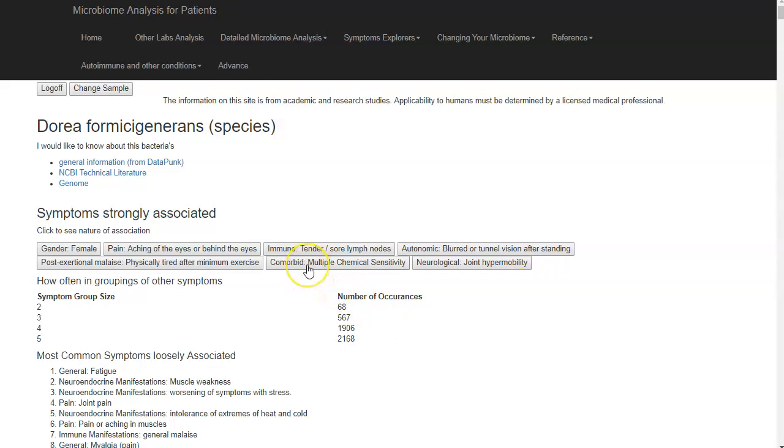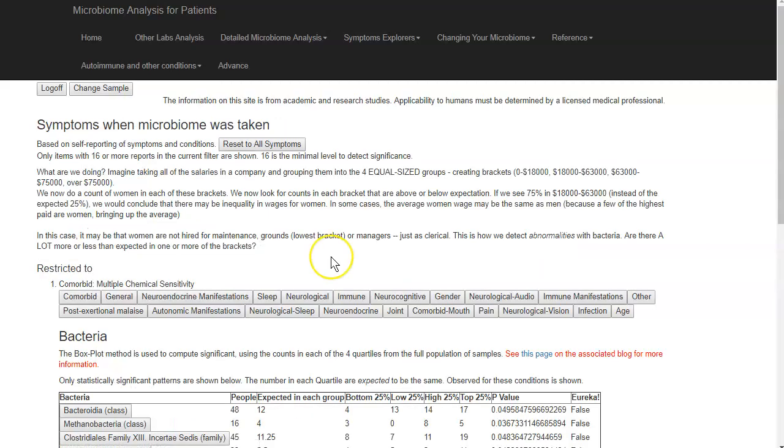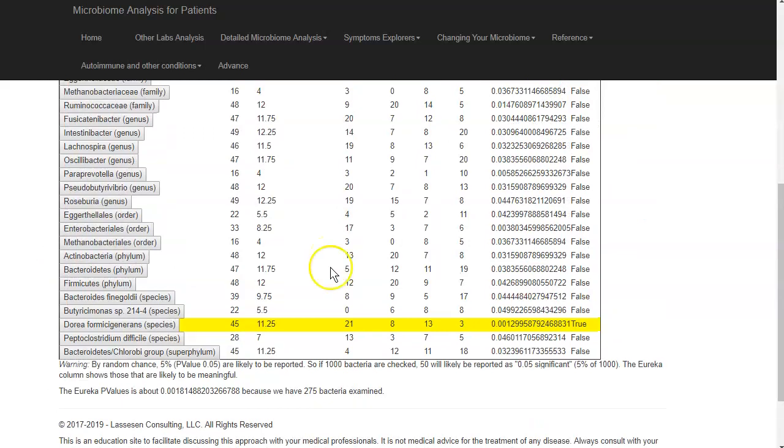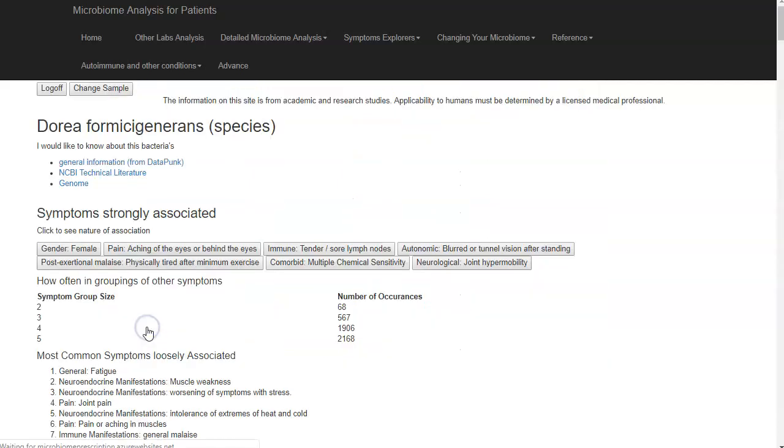For example, let's try multiple chemical sensitivity. If you click on that one, we go down and we see that this bacteria is shifted to the left in a bit of an unusual manner for those who have multiple chemical sensitivity. It may mean that there are 2 different subsets within that which we haven't been able to differentiate. But we now see that particular bacteria is associated with that one.